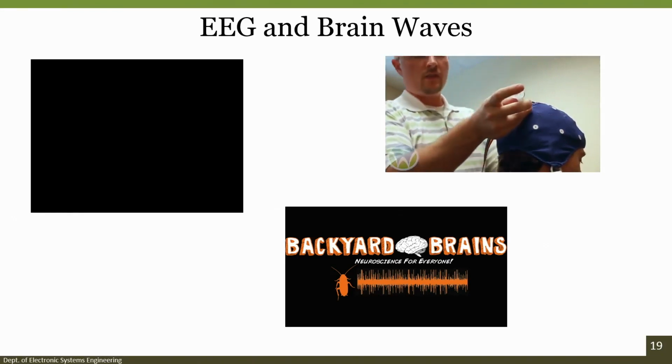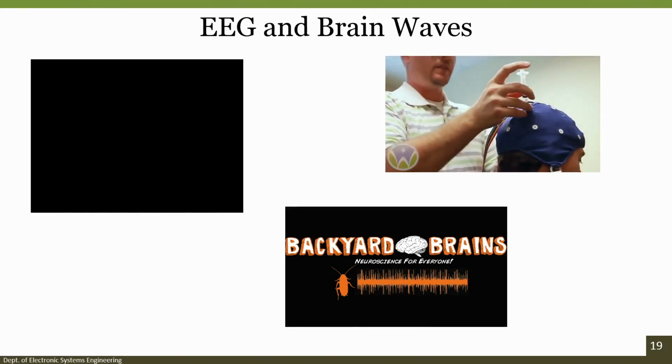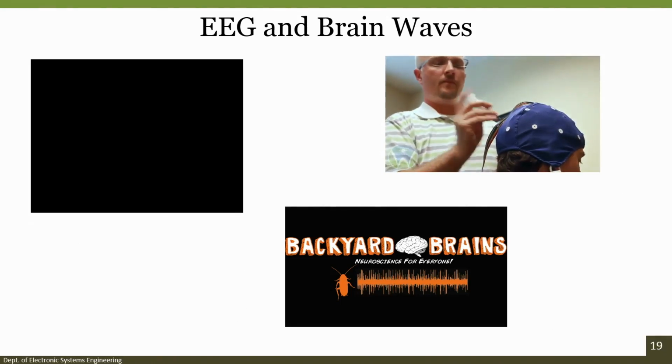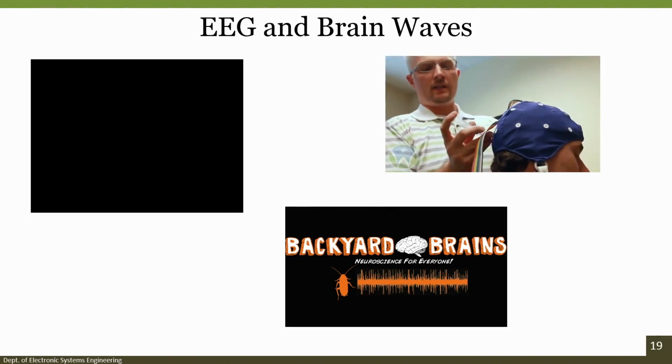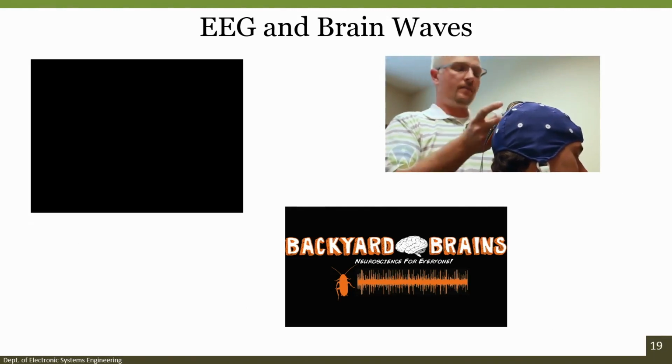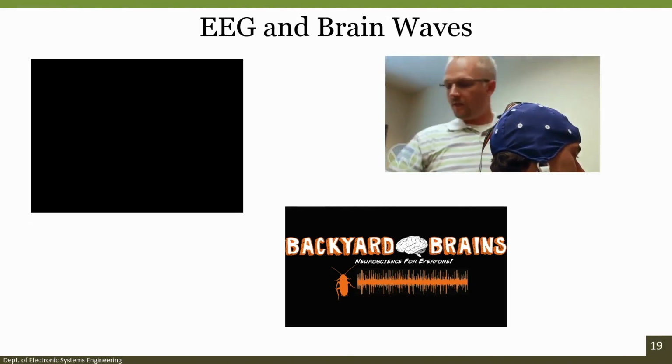And one in each of these holes so that we can get a good connection between the sensors and your scalp. So there shouldn't be any pain involved or anything like that. It's just connection between your sensors and your scalp. So that's all there is to it.